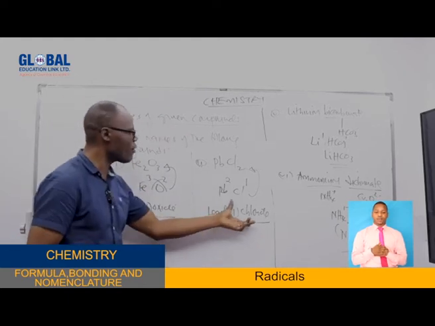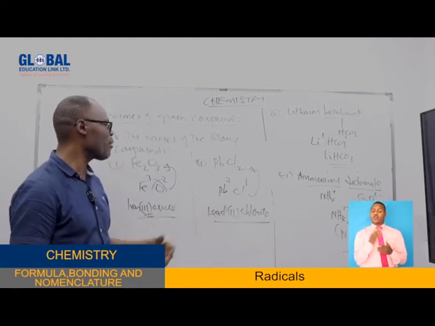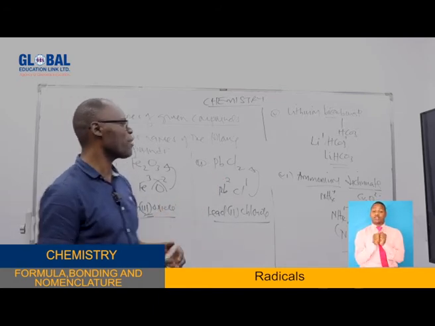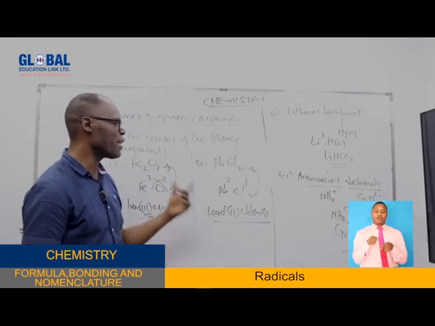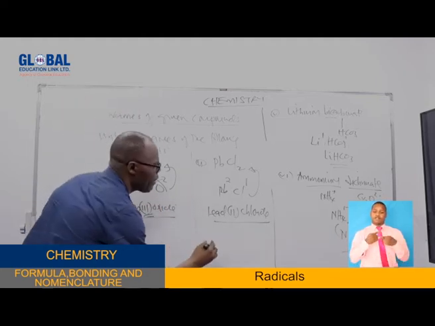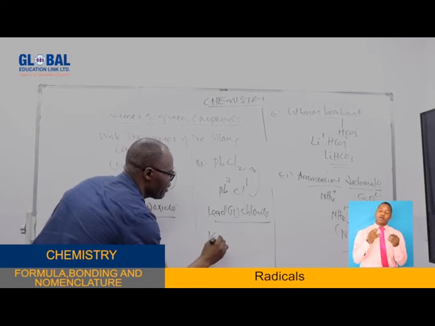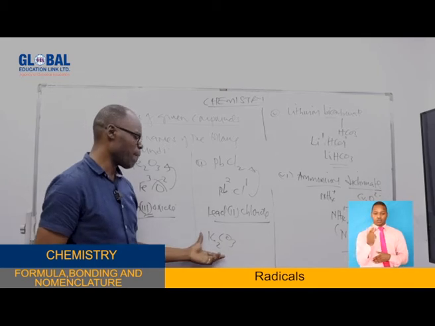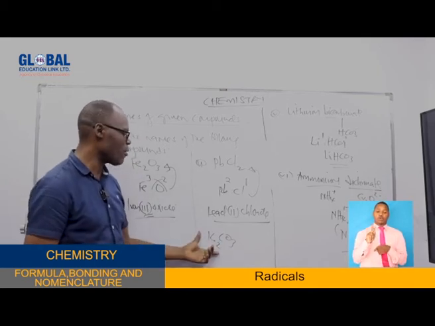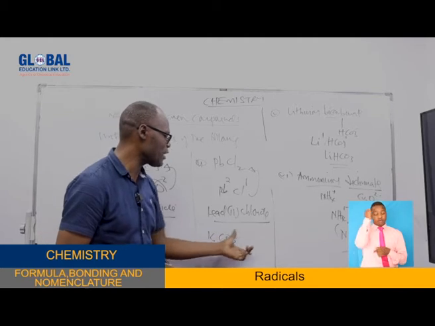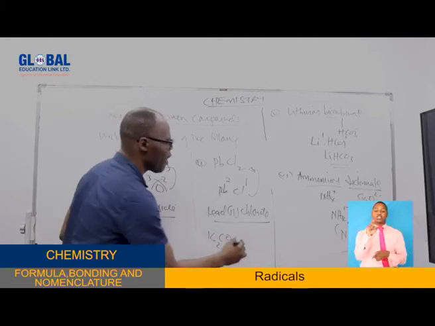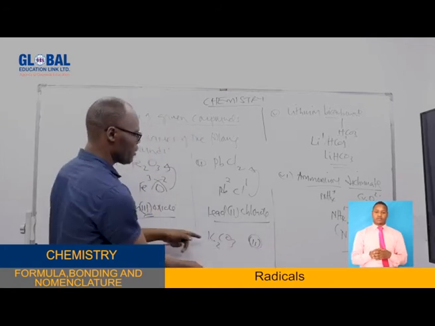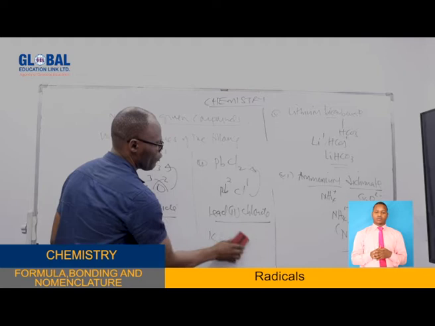Based on this kind of scenario, if you're given a number of formulas and you're supposed to write their names, the first thing you should do is to see if the metal has a variable oxidation state. It's very different if you're given a formula like KCO3. Now, we know this is potassium, but potassium does not have any variable oxidation state, so it simply becomes potassium carbonate, because we don't have to add the valency of potassium in the name since it does not have a variable oxidation state.